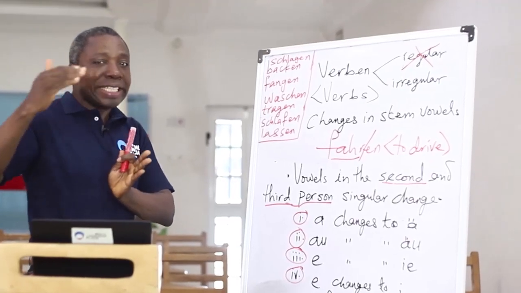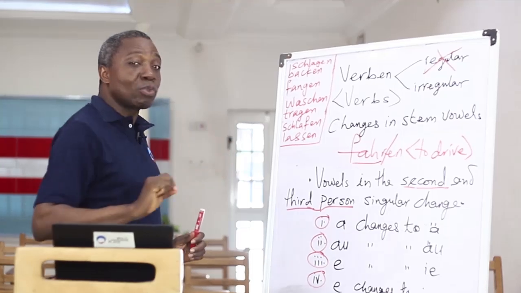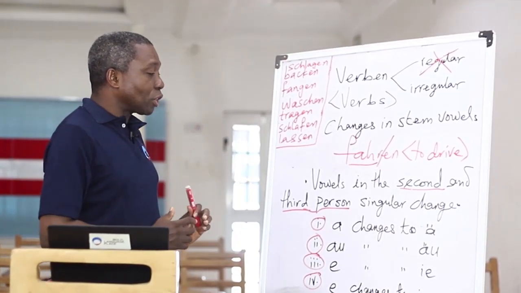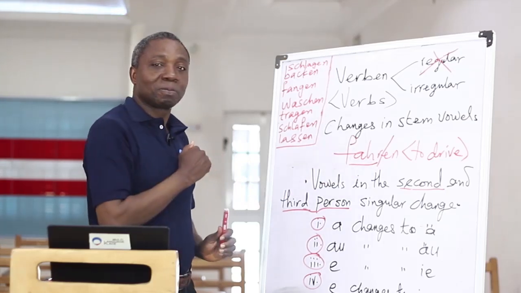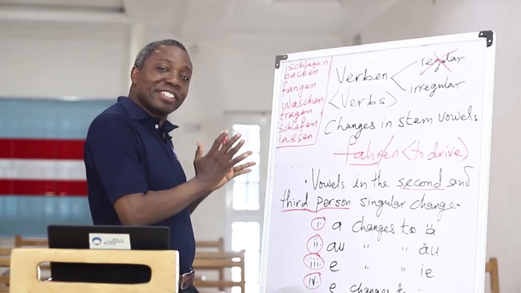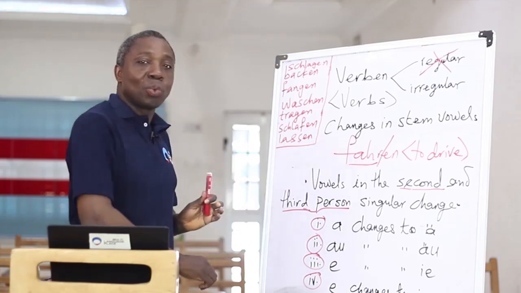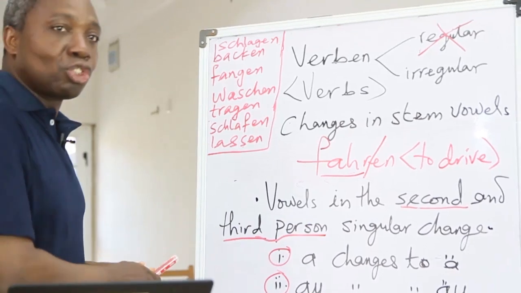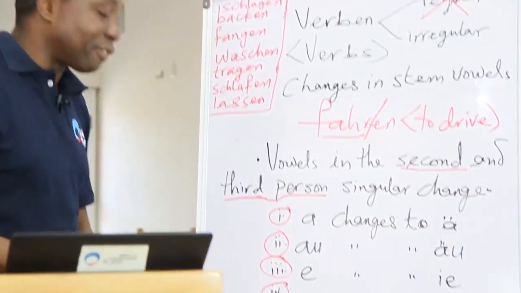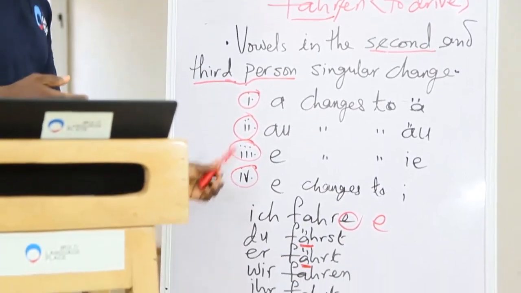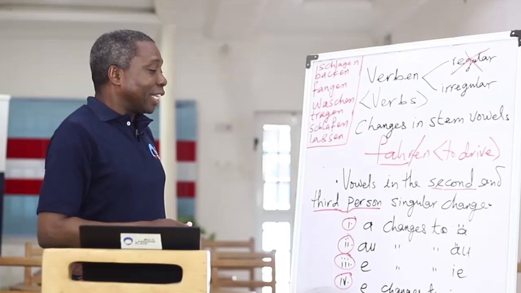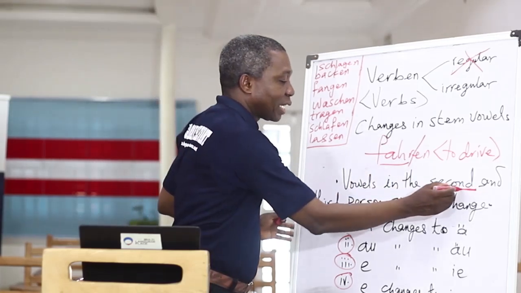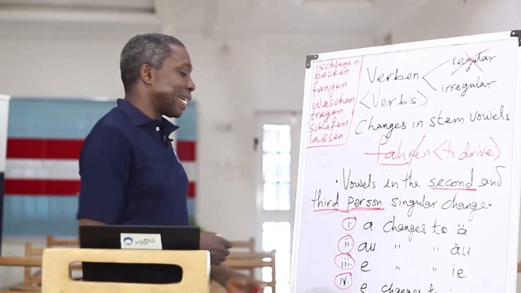You're not just going to be adding the ending, but you remember the peculiarity of this irregular verb. Once you see the A in the stem of this irregular verb, that A will change to A with umlaut, just as we have it here, but not under all the personal pronouns. The changes will only happen when we are conjugating second and third person singular.